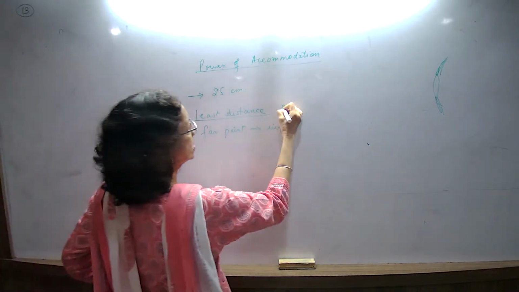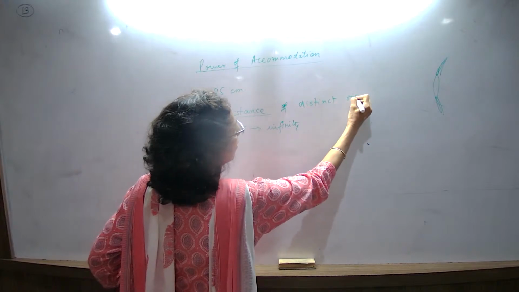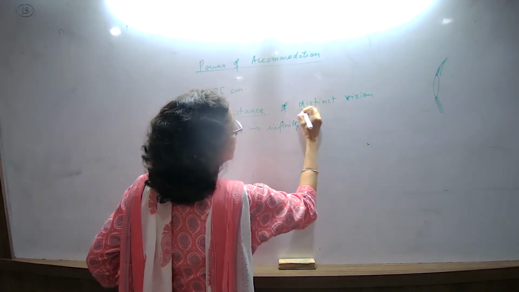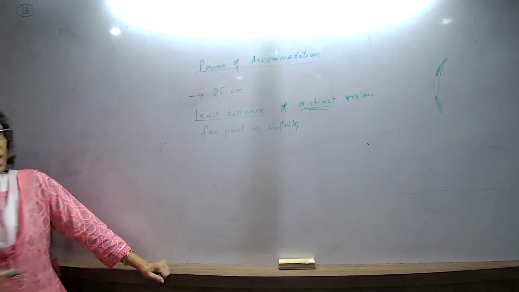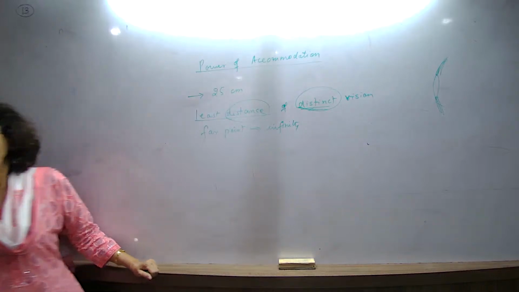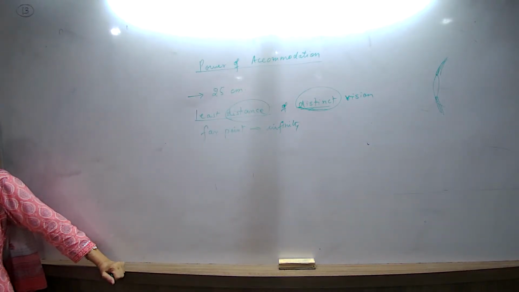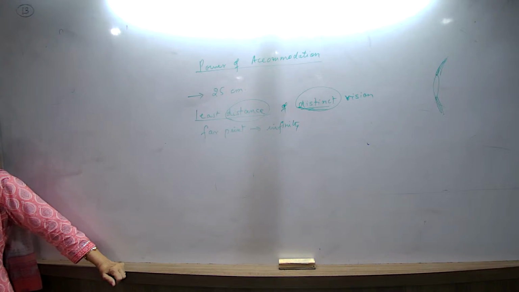When we are talking about distinct vision, distinct is what? It is clear. Don't get confused. There are two words here. Distance is one word and distinct is the other word. Many children mess up with these words. Pay attention to these words. The least distance, this is the distance of distinct vision. Distinct vision is where the vision is distinct or clear.